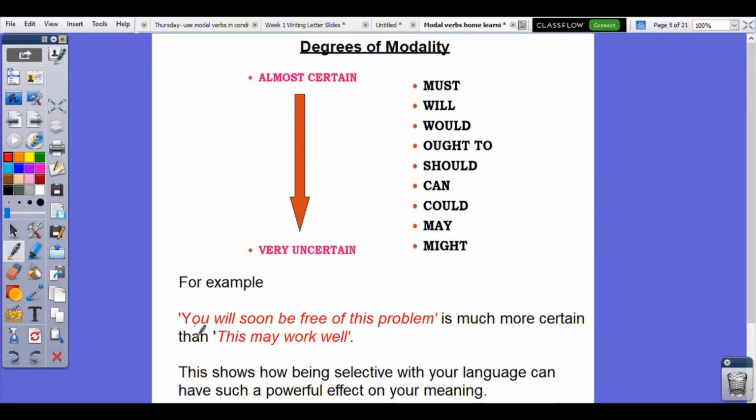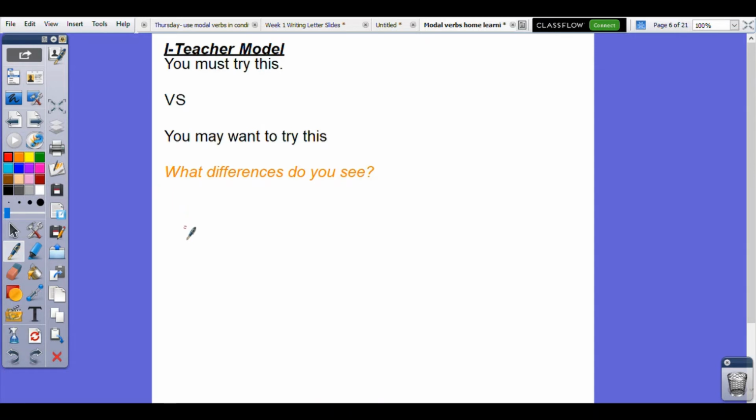For example, you will soon be free of this problem is much more guaranteed and more certain than this may work well. It shows how being really selective and thinking really carefully about your language, even down to a modal verb, can have such a powerful effect on your writing and can really change the meaning and how you come across to the reader. And especially if you are giving your reader lots of suggestions with you must do this, you would sound extremely bossy and your reader would be very confused as to what they should do first and when. So think carefully about how you would sequence your modal verbs as well.